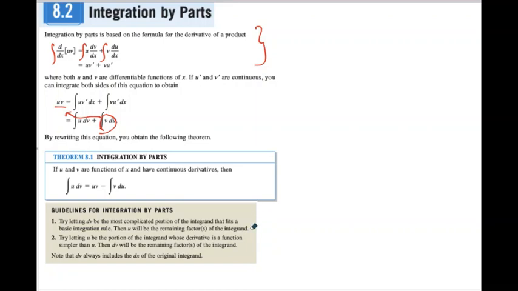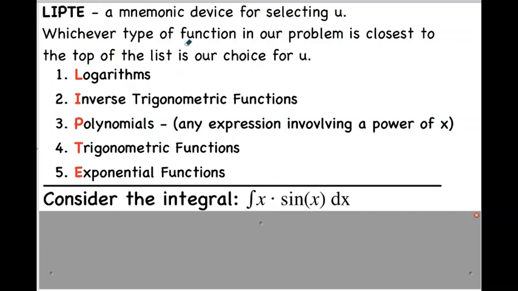If you don't find that helpful, I have a mnemonic device that I use here on the next page. I call this LIPET. And LIPET is just an acronym, and I use it as a mnemonic device where the L stands for logarithm, the I stands for inverse trig function, P is for polynomials, but I use the term loosely. It's any expression involving powers of x, and that includes constants. A constant has a power of x that is 0.